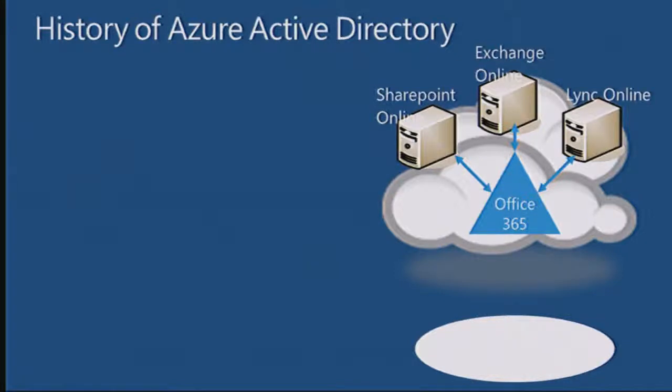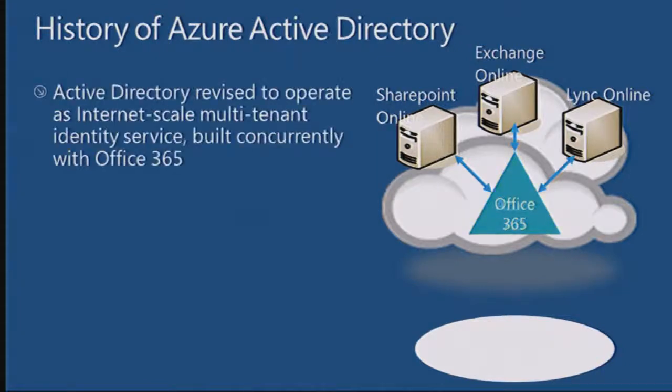If we look at the history of Active Directory, this should give us a little bit of a clue about what's happening. So we have this service called Office 365, and that consists of three main services: SharePoint Online, Exchange Online, and Lync Online. And you can see them in this diagram here. So Office 365 is a directory service. You put your users into it. You then assign them licenses, and those licenses allow them to use either SharePoint Online, Exchange Online, or Lync Online.